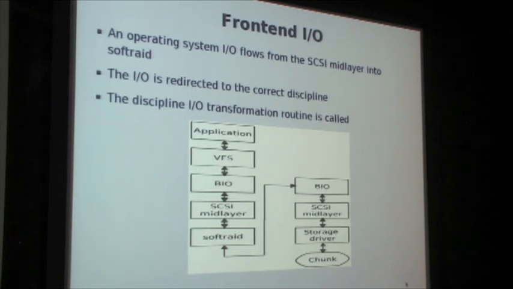So in a RAID type discipline like RAID 1, Softraid actually goes back up the stack, goes to the block I/O layer, which then in turn goes through the SCSI mid layer, goes to an actual storage driver where the partition resides, and then it writes out to one of the chunks. So an I/O can go basically all the way up and down and traverses all the way back. So as you can see, it gets complex pretty quickly.